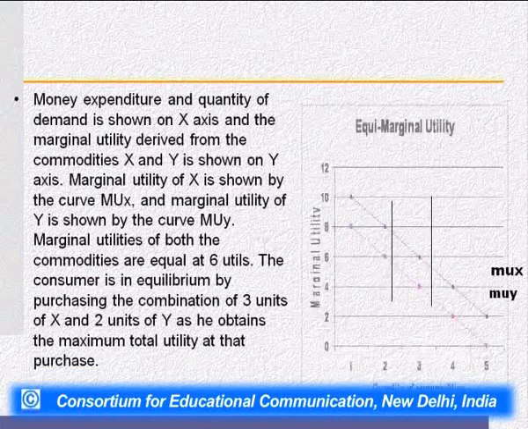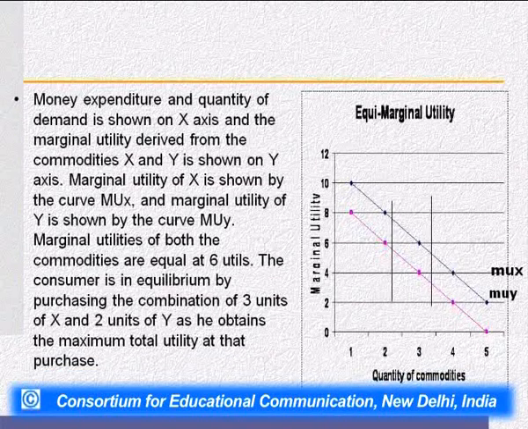The same thing happens in the figure, where this unit or this equation shows the maximum satisfaction. With this equation you can say if the consumer consumes 3 units of X and 2 units of Y, then he obtains the maximum total utility at that purchase. The combination of 3 units of X and 2 units of Y is one of the best combinations of spending his money.